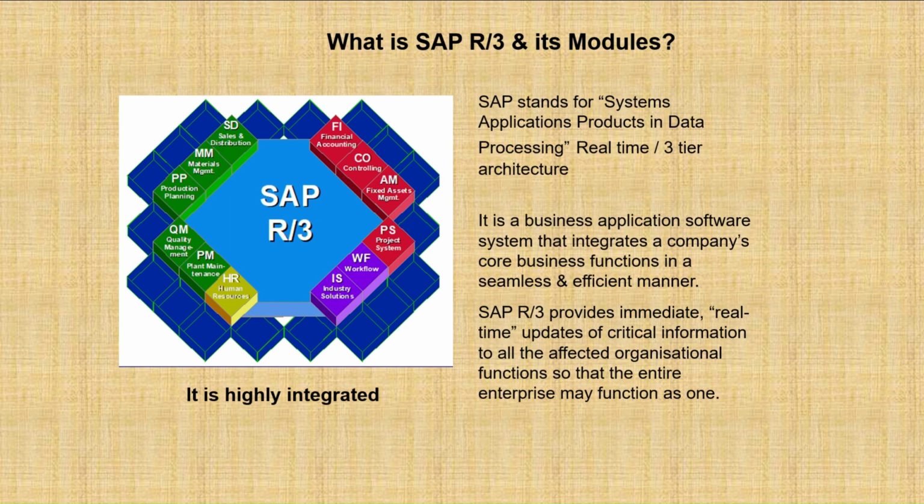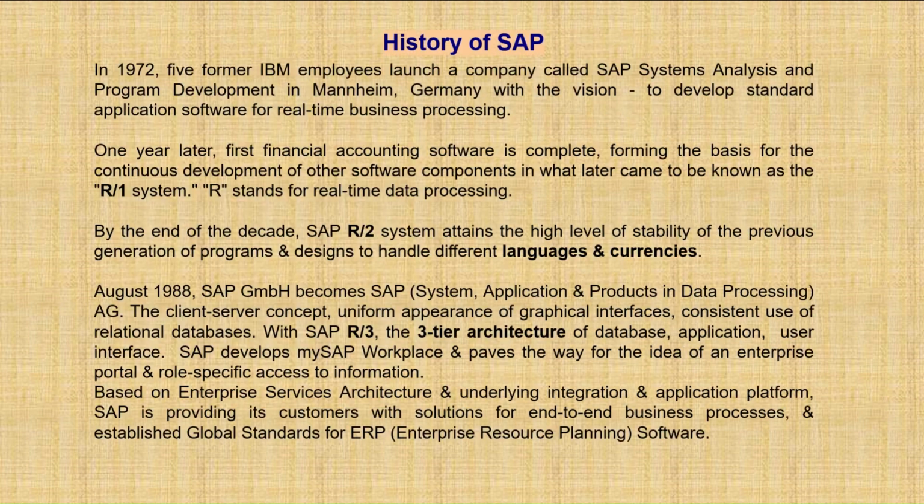In SAP, all the modules are integrated properly. Immediately after the sale, the stock will be deducted. Whichever module is accessing the data, we are always accessing the real-time data. This 3 means 3-tier architecture.